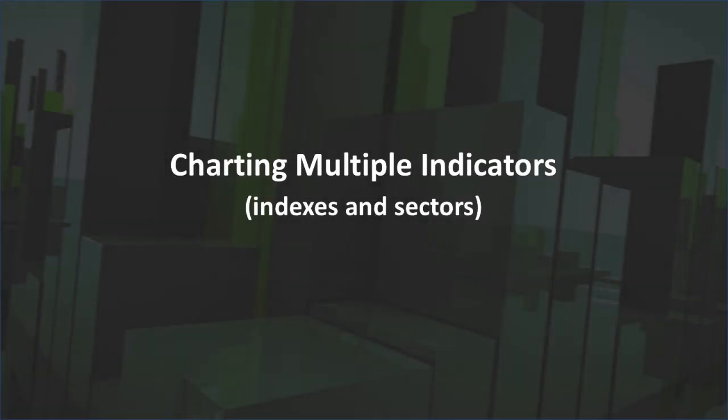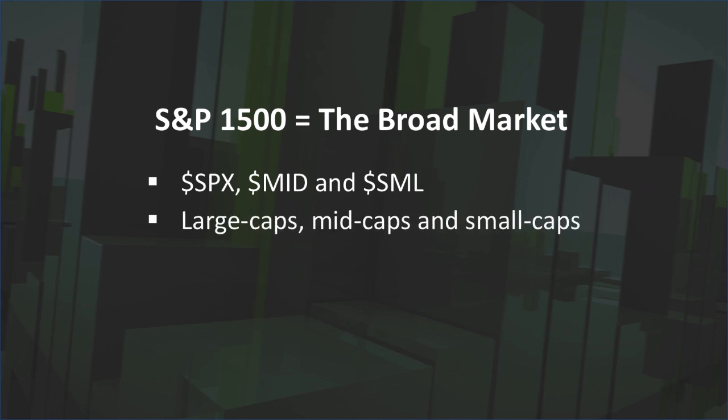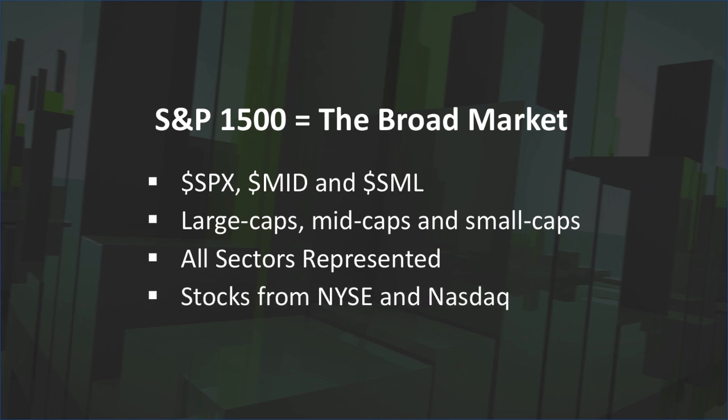Charting multiple indicators, and this is where you can put 80% and other indicators for different indexes all on one chart, even different sectors. Now, before we do that, I just want to mention I'm using the S&P 1500 basically to represent the broader market. And in these examples, I'm going to chart the breadth indicators for the S&P 500, S&P Mid-Cap 400, and S&P Small-Cap 600. And obviously, this represents the 3 main stock groups in the market. All sectors are represented in these 3. You get stocks from the NYSE and the NASDAQ. And these indicators are available at StockCharts, and so we should take advantage of it.